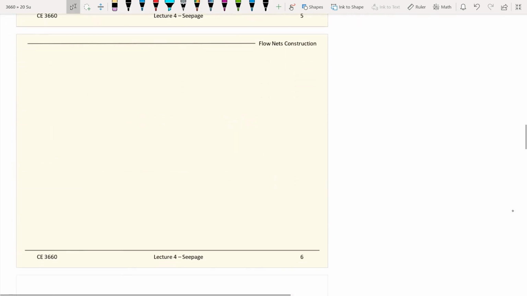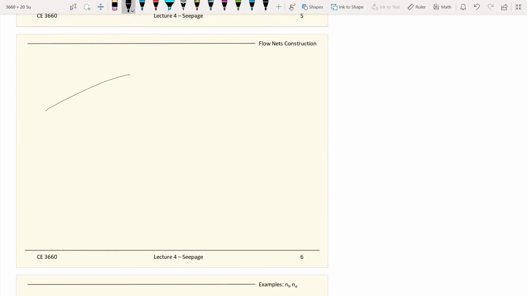Okay, furthermore, one more time, you have all these equipotential lines here. Oops, that's supposed to be a straight line. For example, you have all these equipotential lines here, and also you have those streamlines going through.